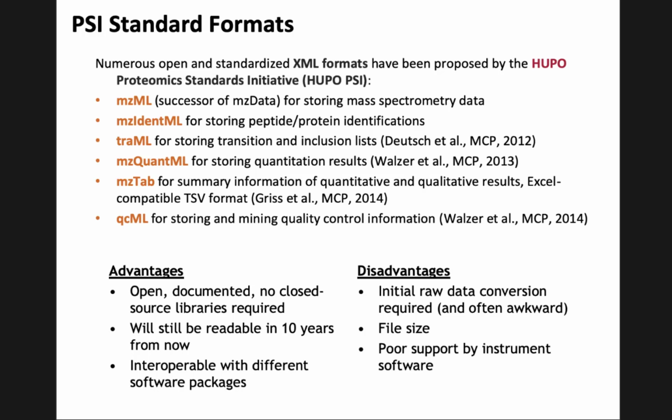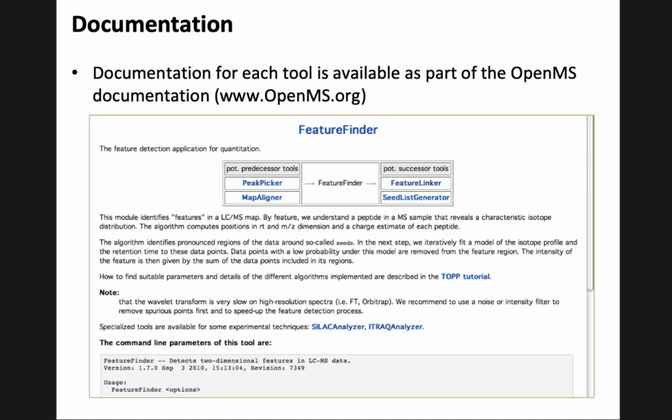So we will show you how to convert the data. And there's also documentation for each of these tools. You can look that up online. For the tool, we basically have some text on what it does. We have basically what we consider the man page for Unix tools. We have related tools, like this feature finder tool is often succeeded by feature linker, or is often preceded by a map aligner or peak picker.